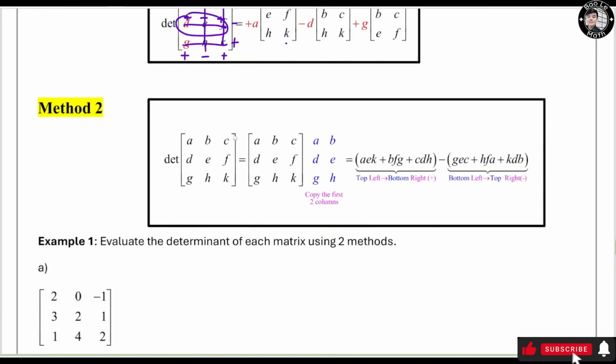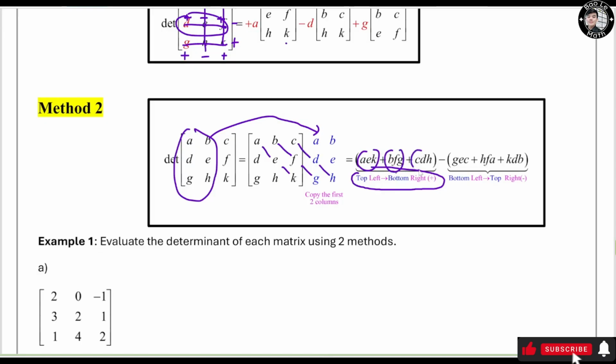Now, method number 2. I'm going to copy the first two columns right here. So you're going to follow the instruction right here. Top left to bottom right should be the plus sign. So it could be this one right here: A times E times K, B times F times G, and C times D times H.